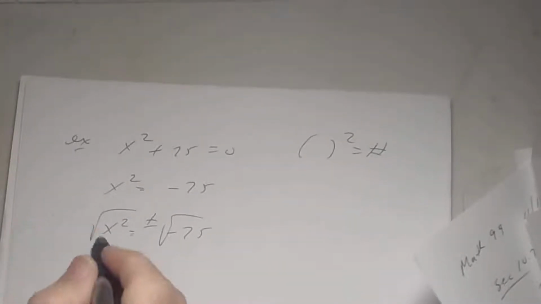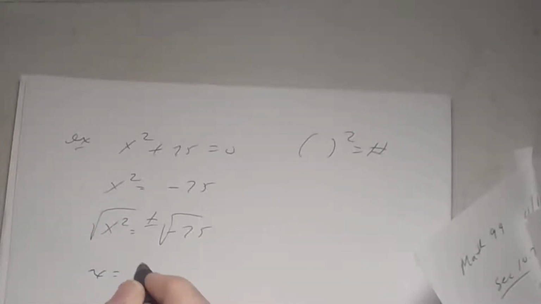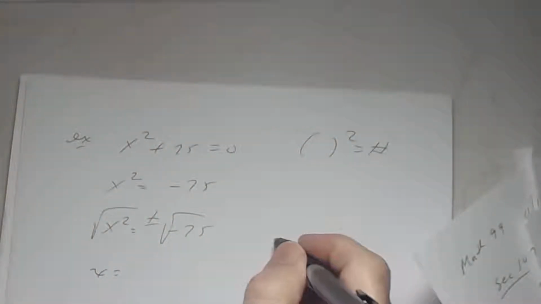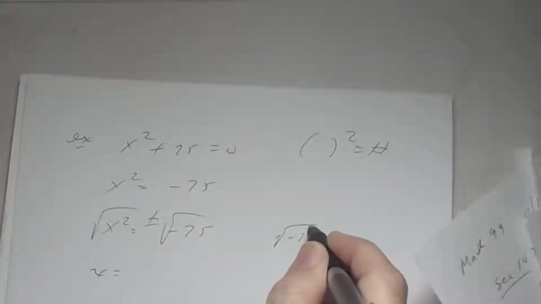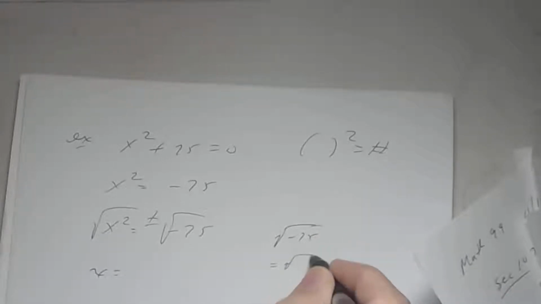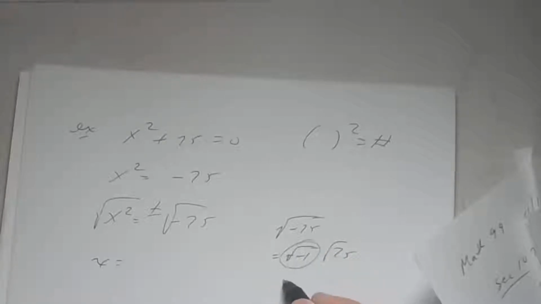What is the square root of x squared? X. Okay, now I'm taking the square root of a negative number, right? So that's an i. So I know I'm going to have plus or minus i. And then all I got to do, let me just rewrite it like this. So you're going to have negative, square root of negative 1, square root of 75, right? Square root of negative 1 is what?